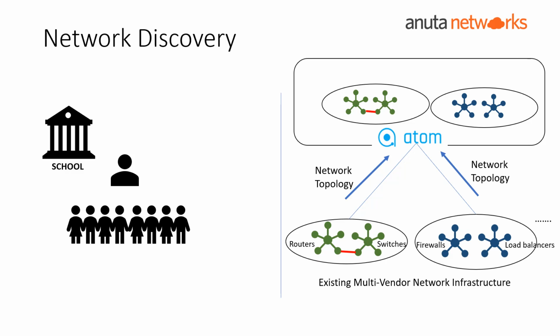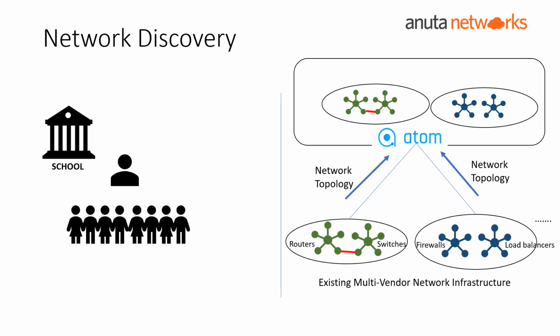It uses SNMP, which is one of the many languages that different network devices understand, to discover the capabilities of the devices and relationship between the devices. Based on the information received, Atom creates a topology of the network and stores it in its database.